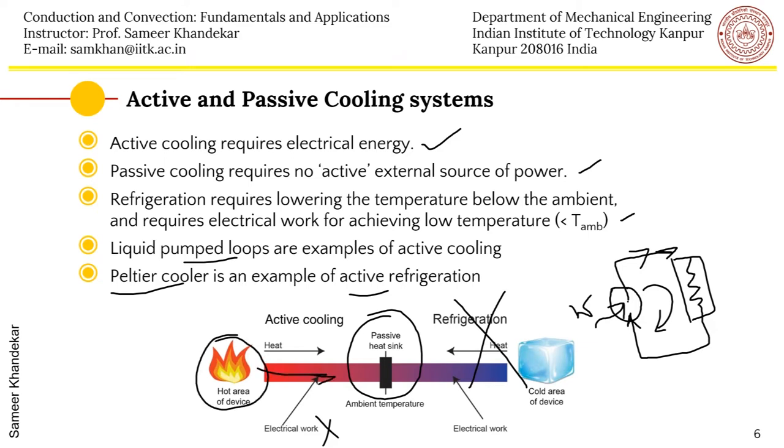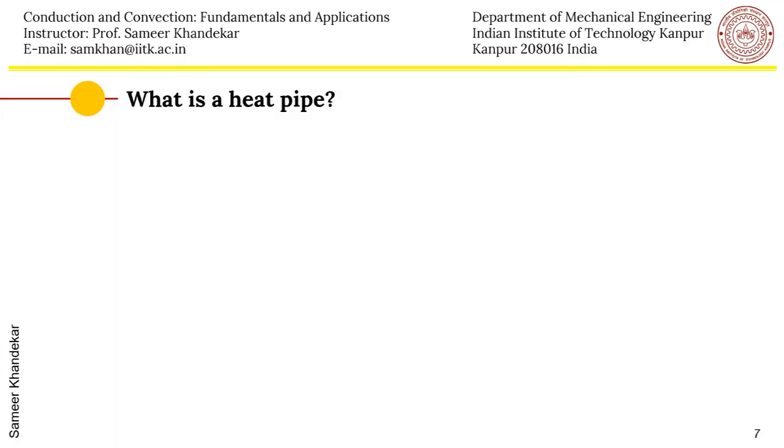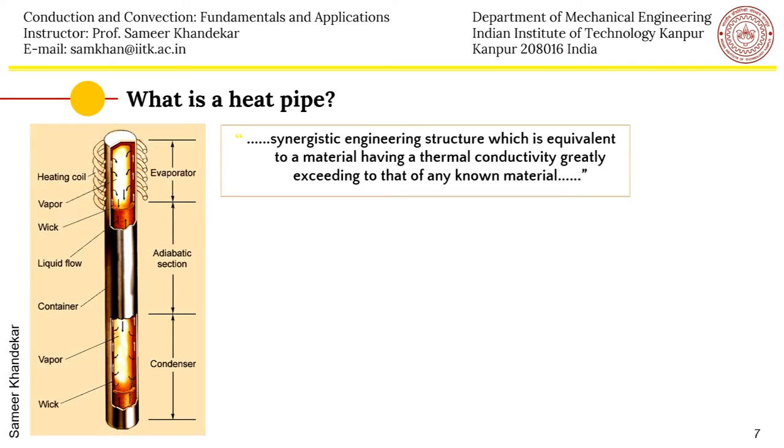So now comes the question, what is a heat pipe? How does it achieve this passive thermal management? If you see the definition of a heat pipe, it says that it's a synergistic engineering structure which is equivalent to a material having a thermal conductivity which is greatly exceeding that of any known material. So now it is like a superconductor. Okay, so how does it work? Let us see the construction of a heat pipe.